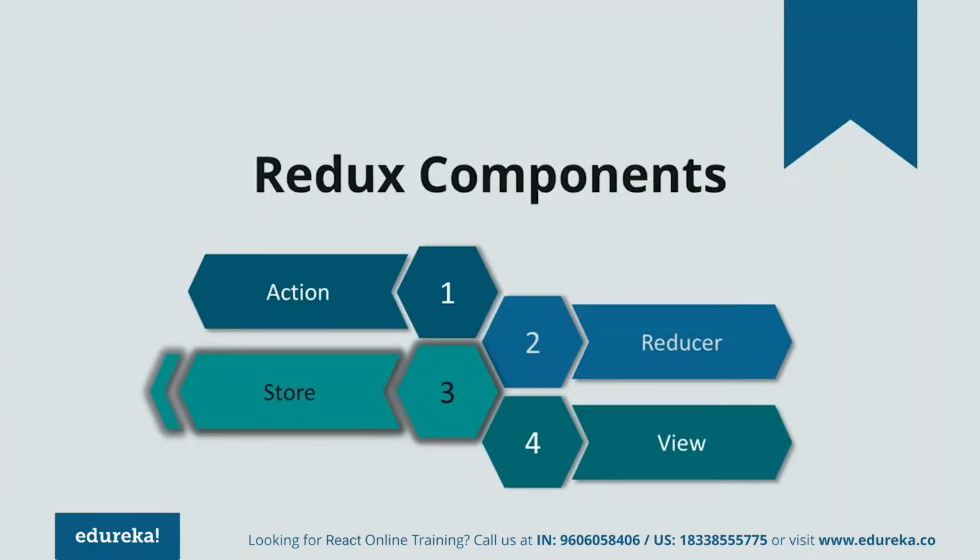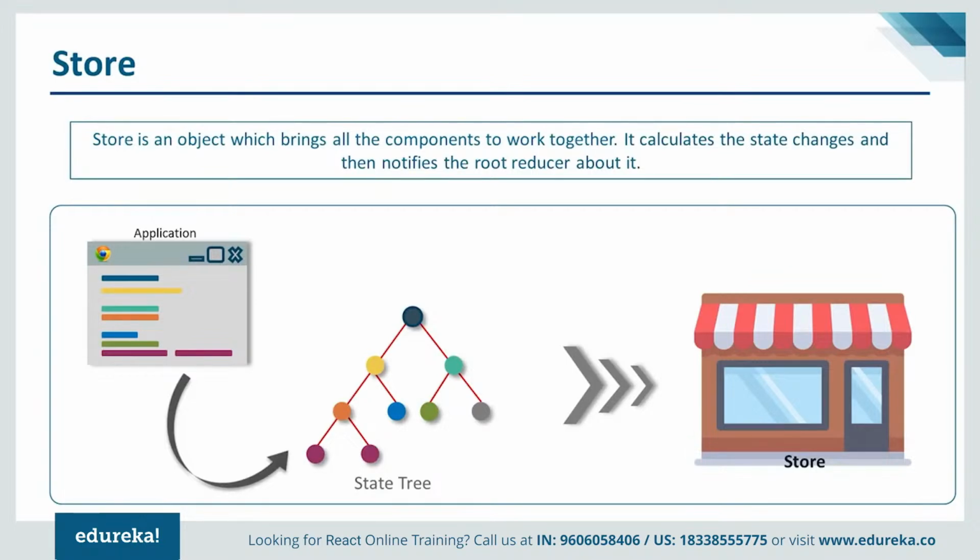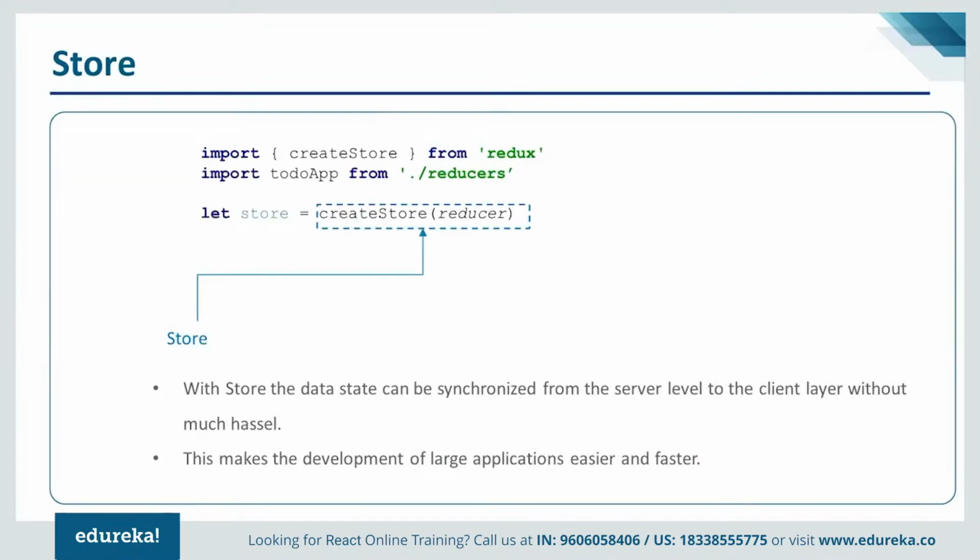Now we'll talk about the third component, which is again a very important component, the store. The store is an object which brings all the components to work together. It calculates the state changes and then notifies the root reducer about it. This is a very important point to understand: there could be multiple reducers, but the store will always be in communication with the root reducer only. So that is how we implement the store.